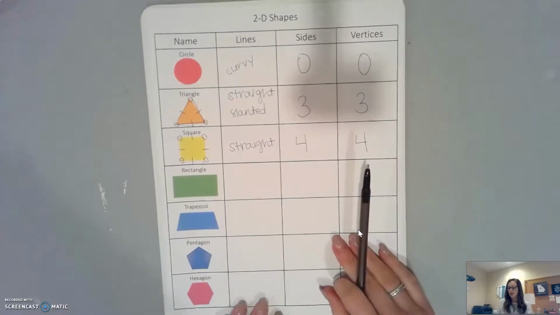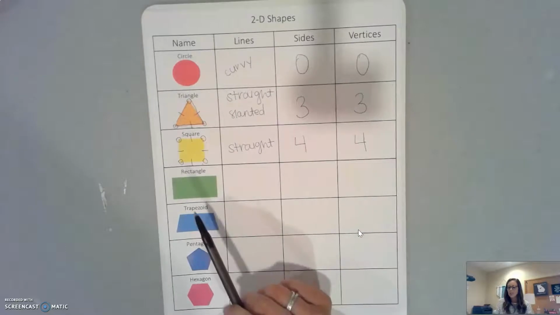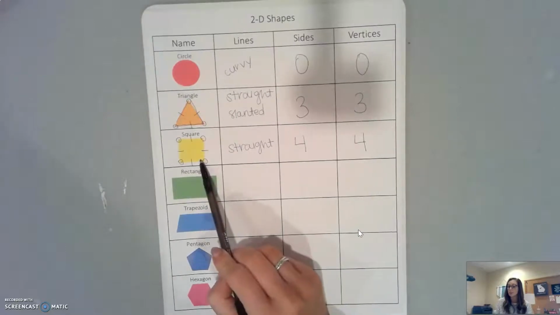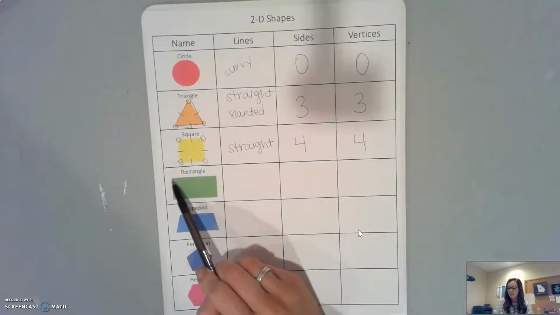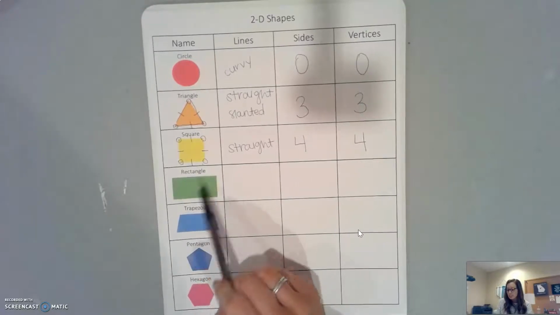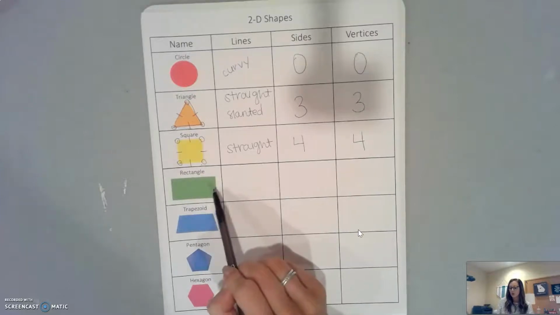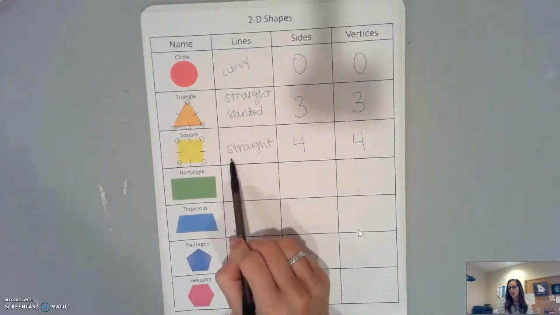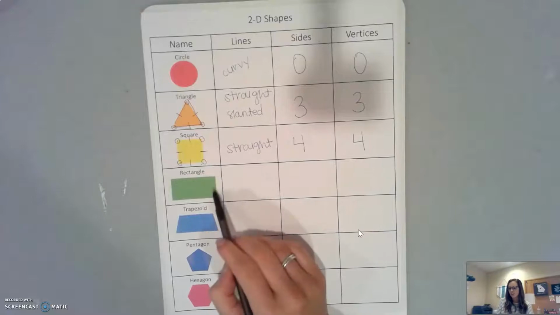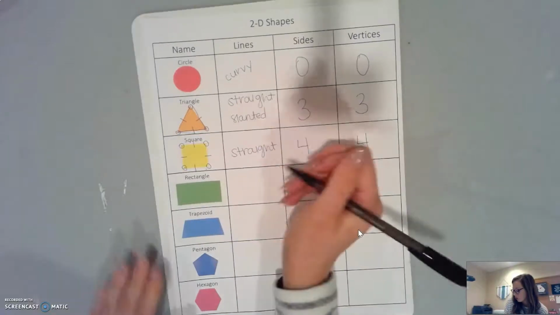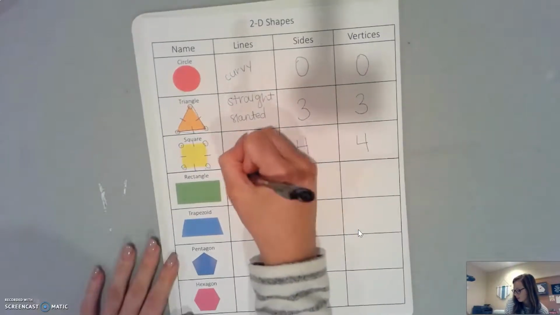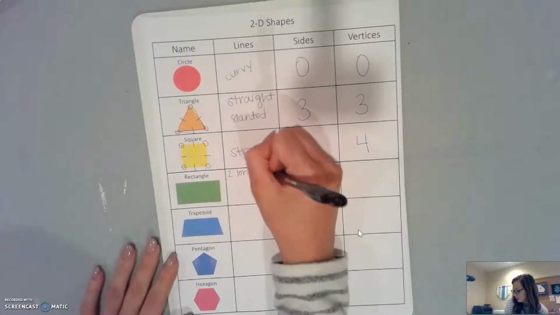Okay. Now we have a rectangle. A rectangle looks very similar to a square, but a rectangle has 2 long sides and 2 short sides. Now, are they straight, slanted, or curvy? They're definitely all straight. So I'm going to write 2 long sides.